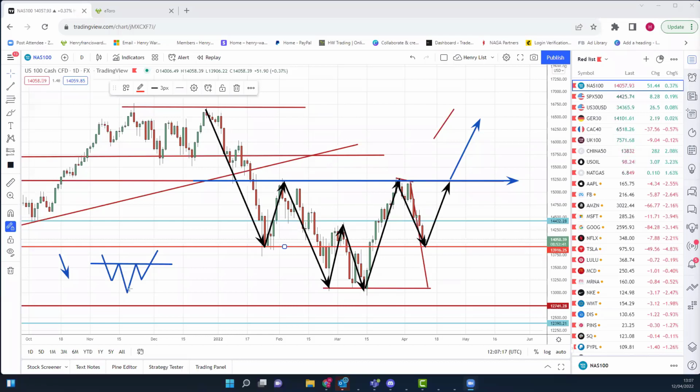It may have two heads here. It may have two heads instead of one. But if it bounces here, that is exactly an inverse head and shoulders, isn't it? Okay, so it is an inverse head and shoulders. Yes, it's not perfect, but if this comes up to this blue level, then yes, it is 100%.